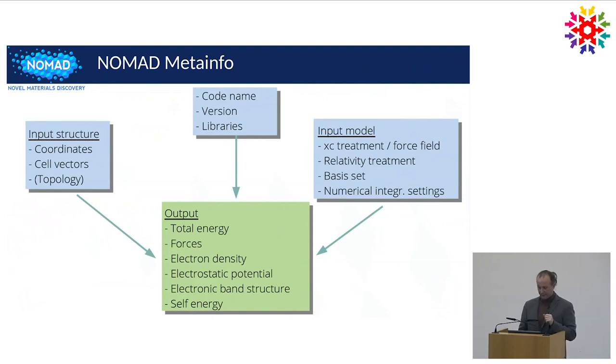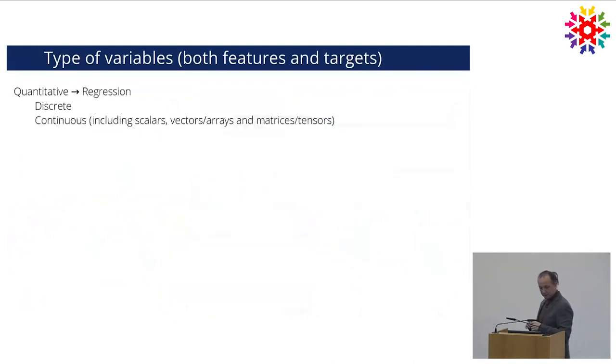Next, we need to discuss how to actually represent this data so that one can train a machine learning algorithm. Now slowly we are getting there. First of all, I have to discuss different types of variables that one can have in the description and as the target of a learning procedure. I already mentioned that you have regression as a type of learning. That is some kind of quantitative learning. But even there, you could have discrete variables that you want to learn and continuous variables that you want to learn. In the continuous variables, you could have scalars, but also bigger, higher dimensional objects.